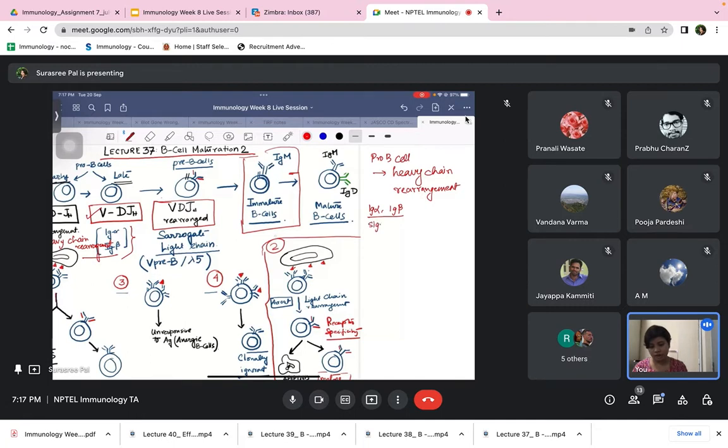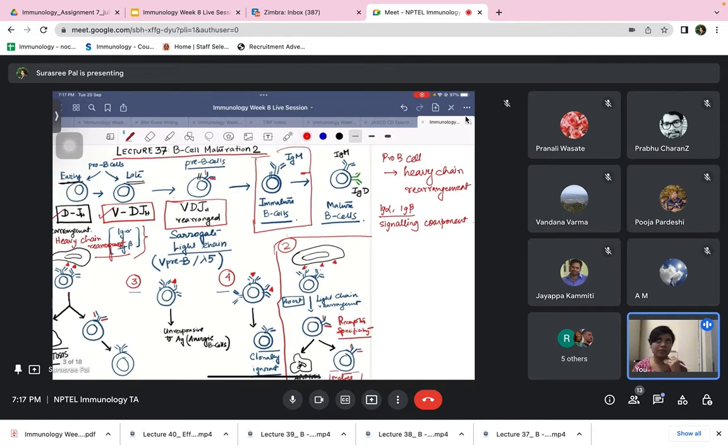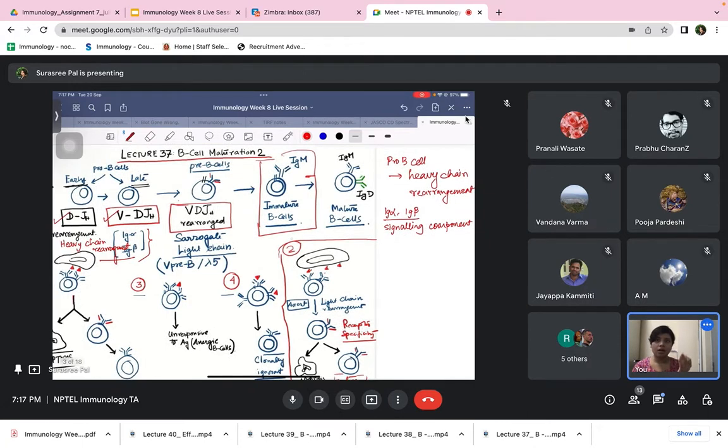So they are responsible for signaling, because when the immunoglobulin is membrane bound, the binding of any antigen to this membrane bound immunoglobulin must provide some signal to the B cell so that the B cell can take further actions, right? So this signaling component comes from the Ig alpha and Ig beta.